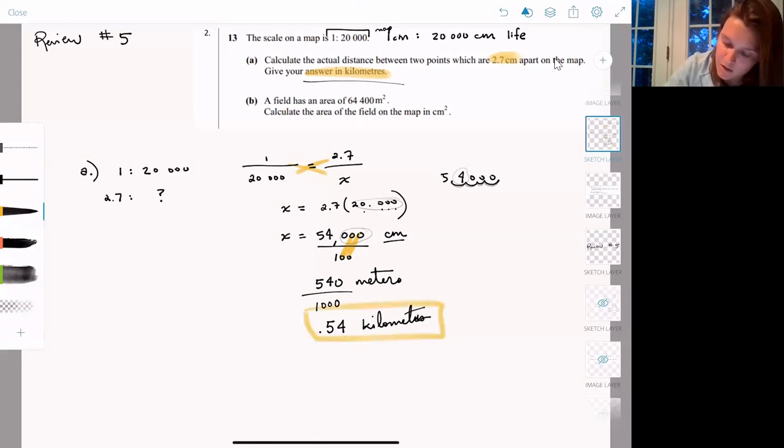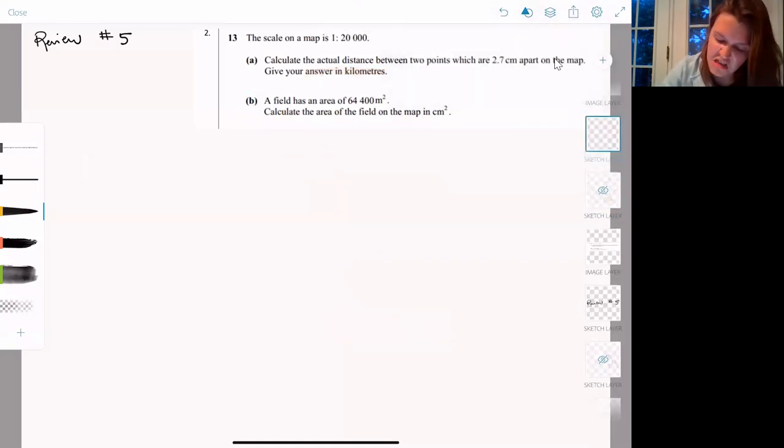All right. So now let's look at part B. A field has an area of 64,400 meters squared. Calculate the area of the field on the map in centimeters squared. I don't like these questions. Okay.